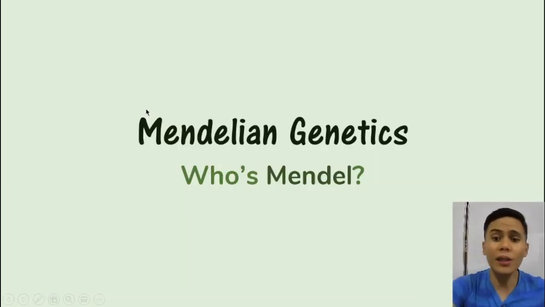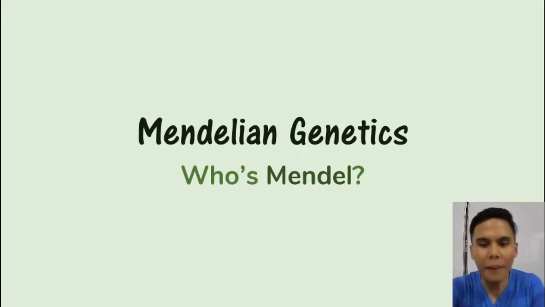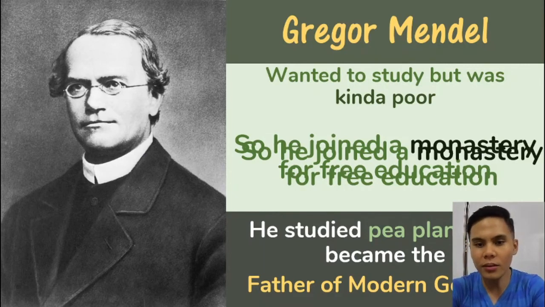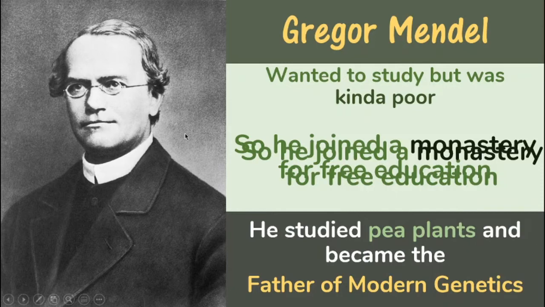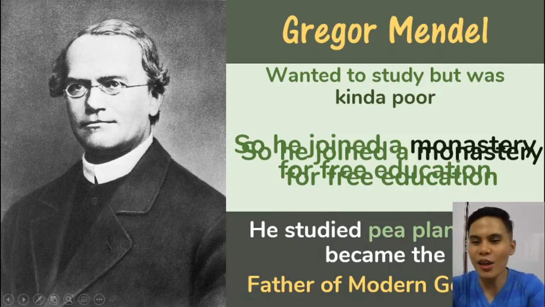So now we move on to Mendelian genetics. Who's Mendel? Who made Mendelian genetics? So this is Gregor Mendel. Oh wow, look, what a typo. So he wanted to study, but he was kind of poor. So since he was poor, he joined the monastery to get a scholarship. So he got free education. And then he studied pea plants and somehow became the father of modern genetics. So lesson learned: be poor, get a scholarship, study plants, apparently.